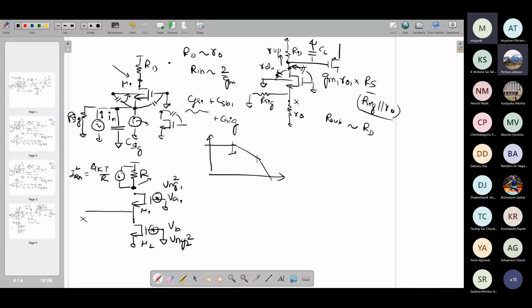What is the output voltage because of M2? Noise voltage at the output node because of VNG2. Quickly. It's like gm, VNG2 whole square into gm2.